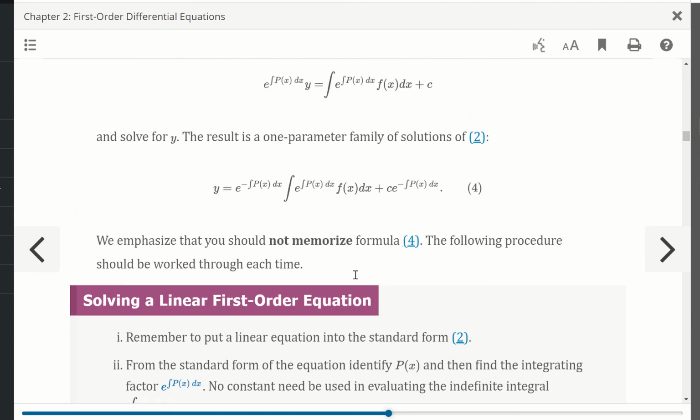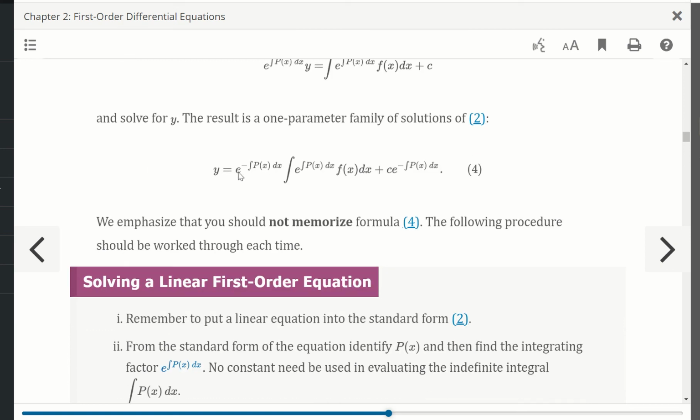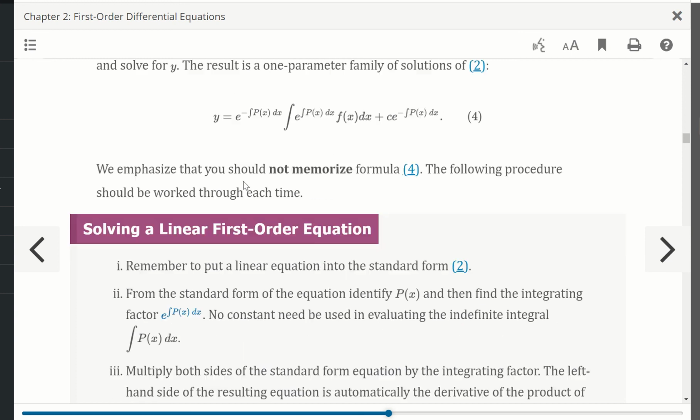And the book actually takes it one step further. They go through the last step and show what it would look like. Dividing by this factor is really the same thing as ending up with a division on the right-hand side, but then you would also have a negative exponent. So this is the solution. And if you look at it as a formula, it looks absolutely horrible and dreadful. Don't memorize this. This is even what they say in the textbook. Don't memorize it. Instead, go through the procedure each time.